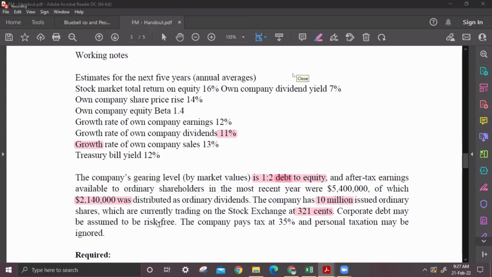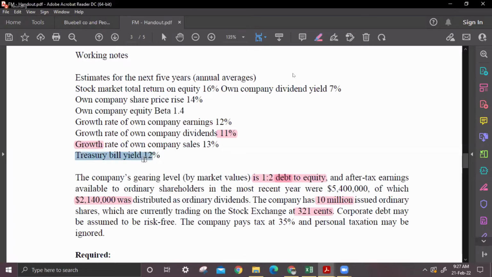The moment you hear this word US Treasury bills, or gilts, these are all risk-free interest rates. So obviously, this is my RF. And they have only told us that corporate debt may be assumed to be risk-free. So what are we assuming here? That this is my cost of debt.